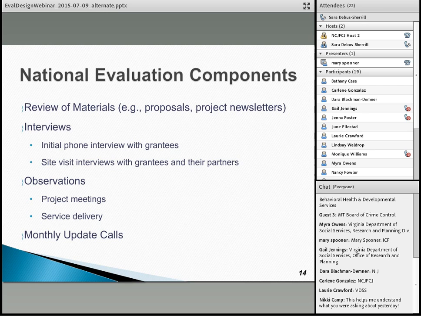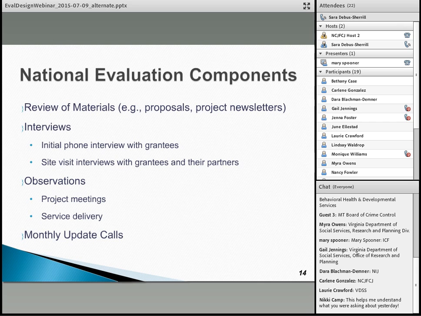And then we're also going to be doing site visits where we'll come on, we'll do interviews again with grantees as well as their partners to understand more about the project and get some of that rich qualitative information about what are the activities, what are the lessons learned, what are the strengths and challenges of the project, all those things that are useful for others wanting to do similar things.